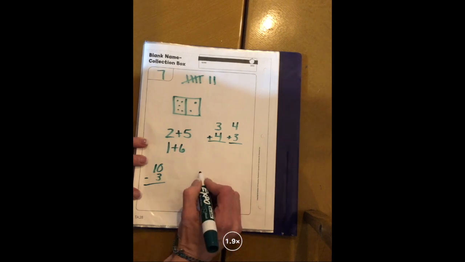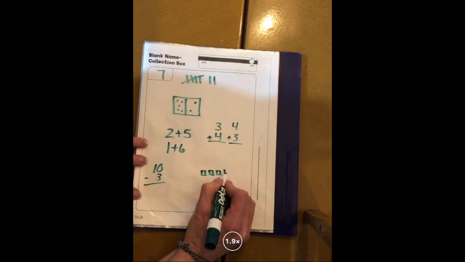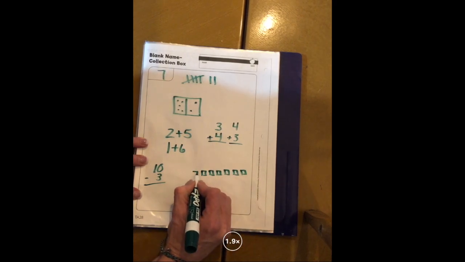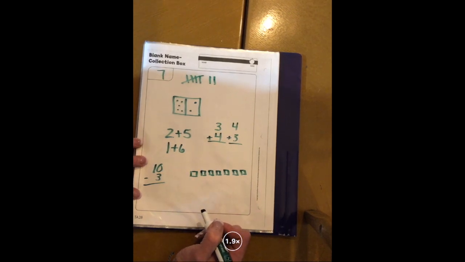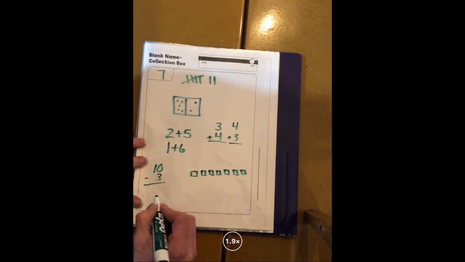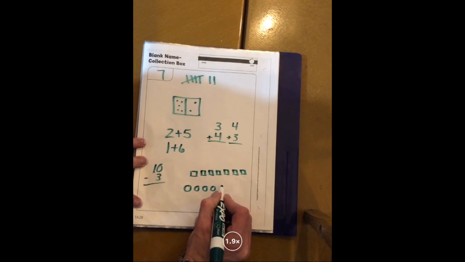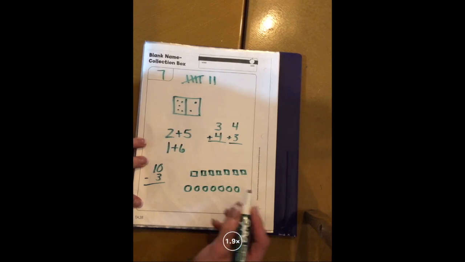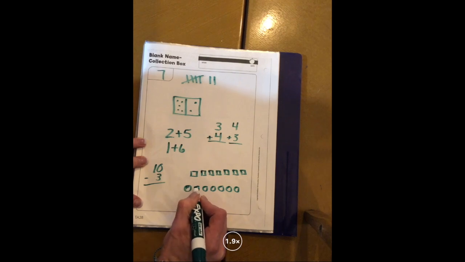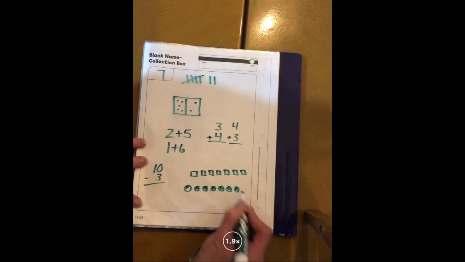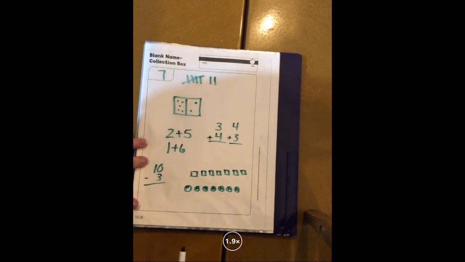You could draw 7 cubes. 1, 2, 3, 4, 5, 6, 7. You could draw pennies. 1, 2, 3, 4, 5, 6, 7. And remember, inside the circles, we're going to write the letter P to represent penny. My marker is one of the fatter markers, so it's hard to see that.